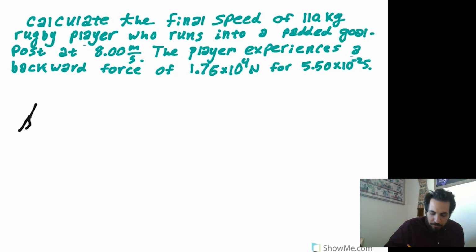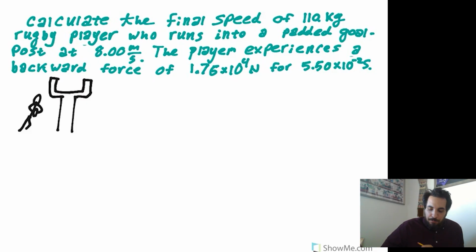And I'm not particularly great at drawing pictures, but here's my rugby player holding a rugby ball. This rugby player is going to collide with a goalpost. And what's going to happen is that rugby player is going to be initially moving to the right, collide with the goalpost, so I'll put V initial going to the right, V final going to the left. We know what V initial is. We don't know what V final is, but that's ultimately what we're going to be looking for.